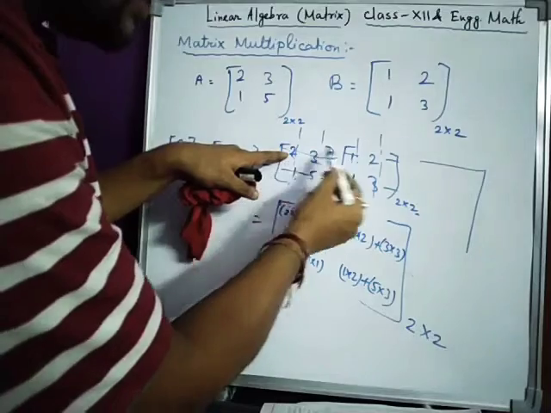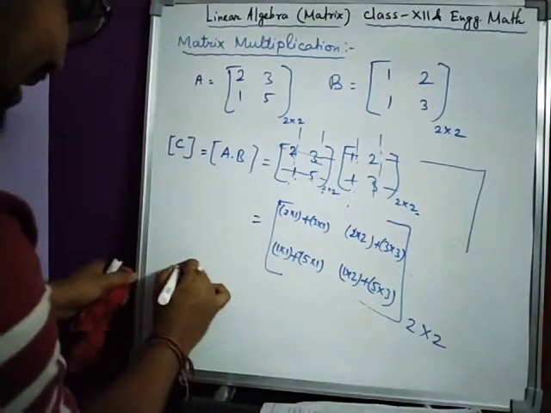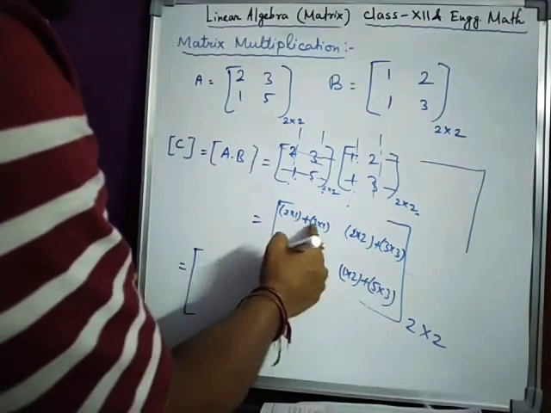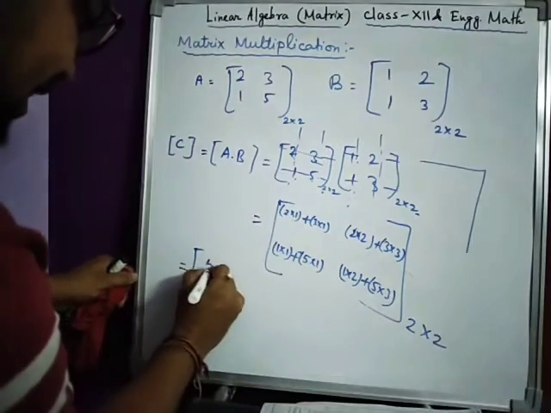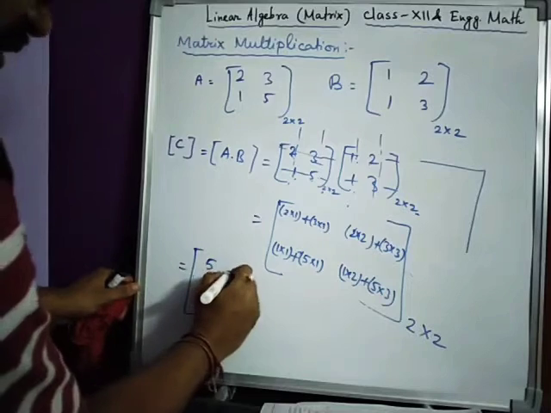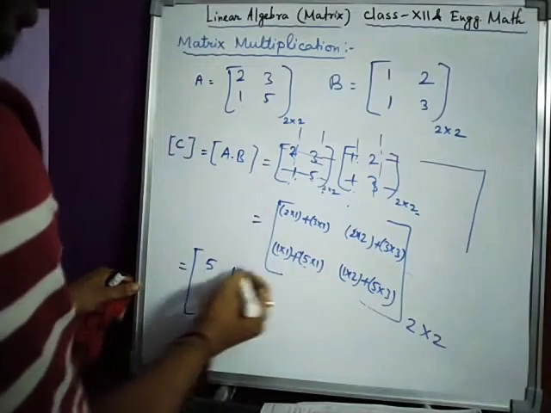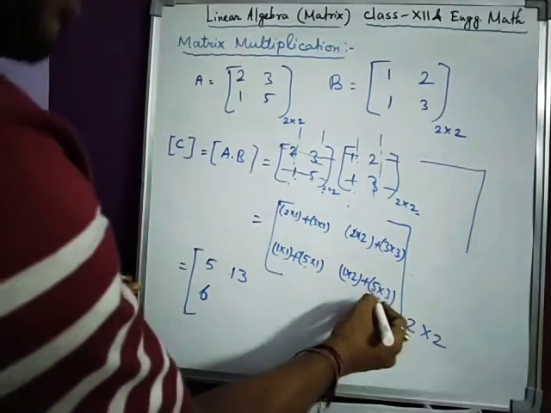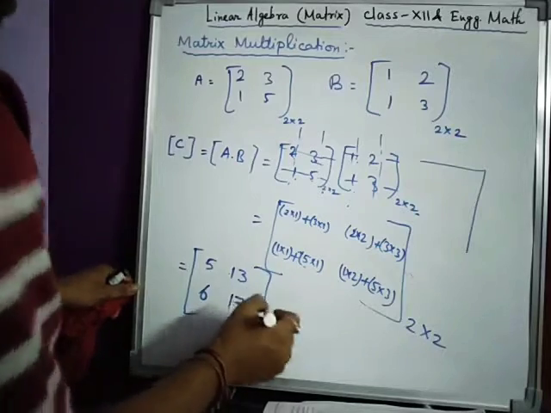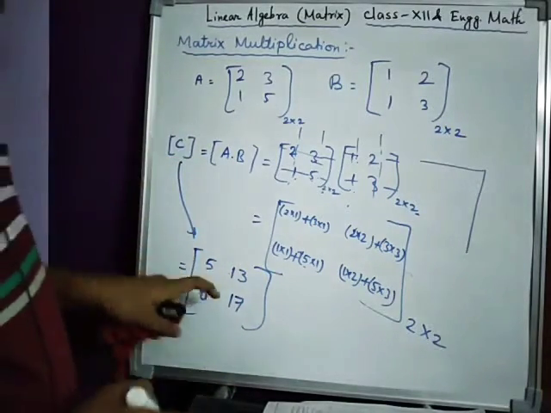Okay, the first position always with the first position. So in this way the ultimate resultant is coming: 2 ones are 2, 3 into 1 is 3, so 3 plus 2 is 5, and 2 fours are 4, 3 threes are 9, 9 plus 4 is 13. Okay, 5 ones are 5 and 1 one is 1, so 5 plus 1 is 6, and 5 threes are 15 plus 2, that is 17. So this is the C value, the multiplication; after doing the multiplication, this is the answer.